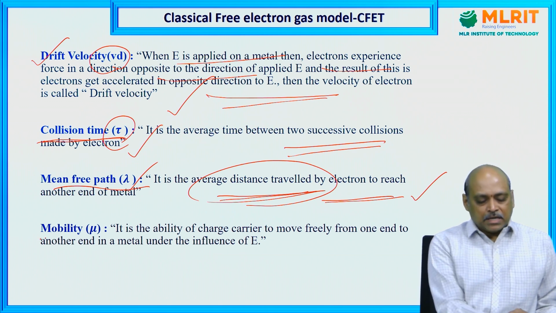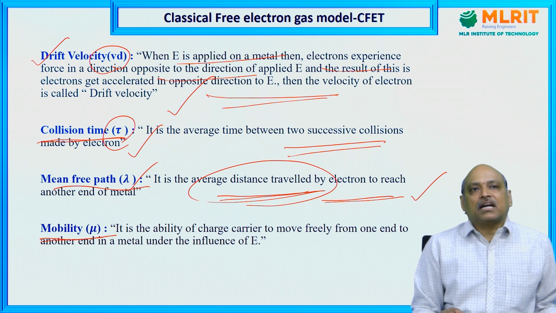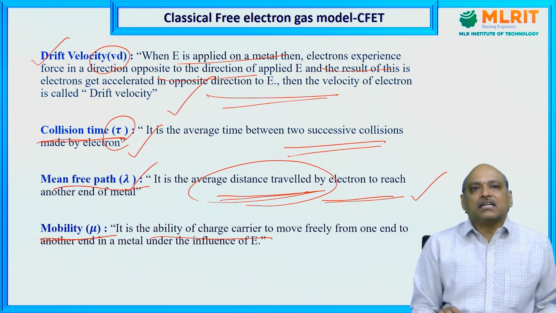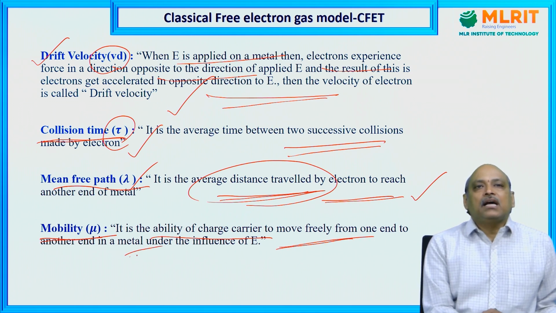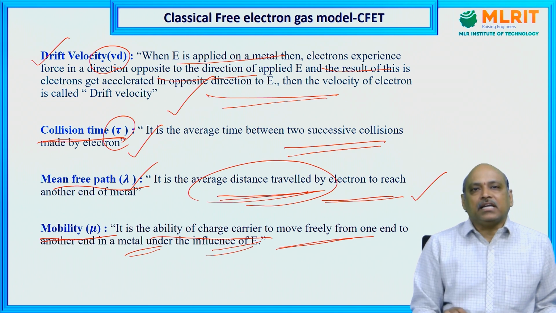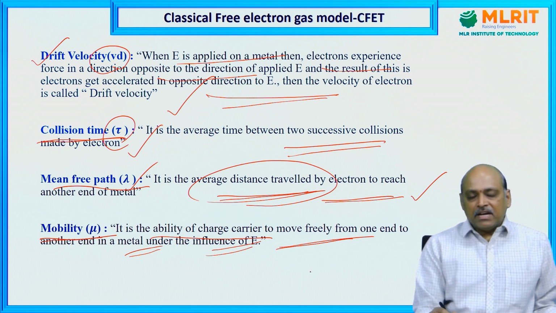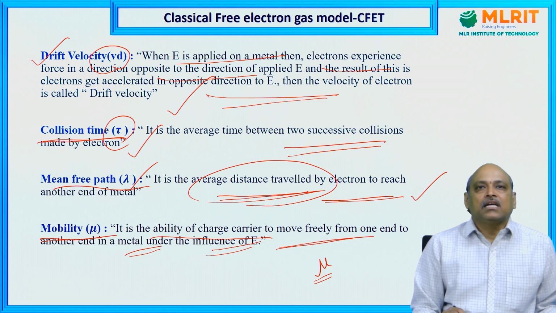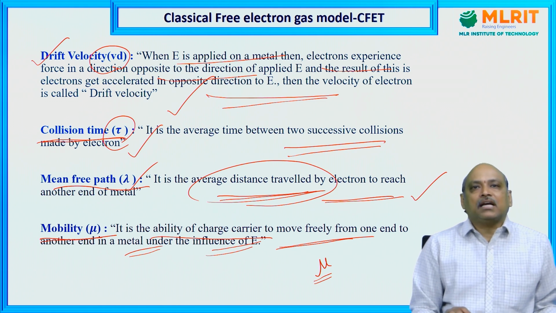Next one is very important, that is mobility. Mobility of electrons is the ability of charge carriers, here the electrons, to move freely from one end to another end in a metal under the influence of an external electric field E. That is called mobility, and we represent mobility with the symbol mu. So, mobility is nothing but the ability of the electron or charge carrier to move freely from one end to another under the influence of the applied electric field E.